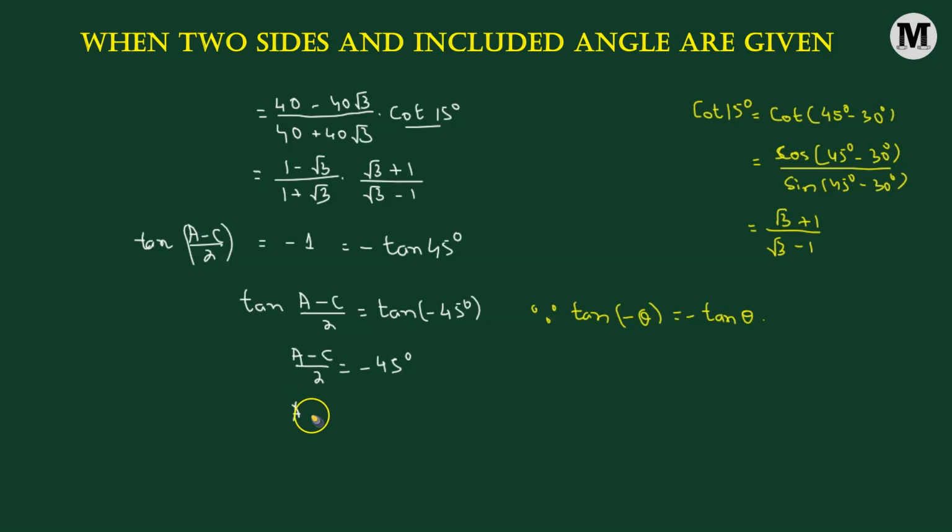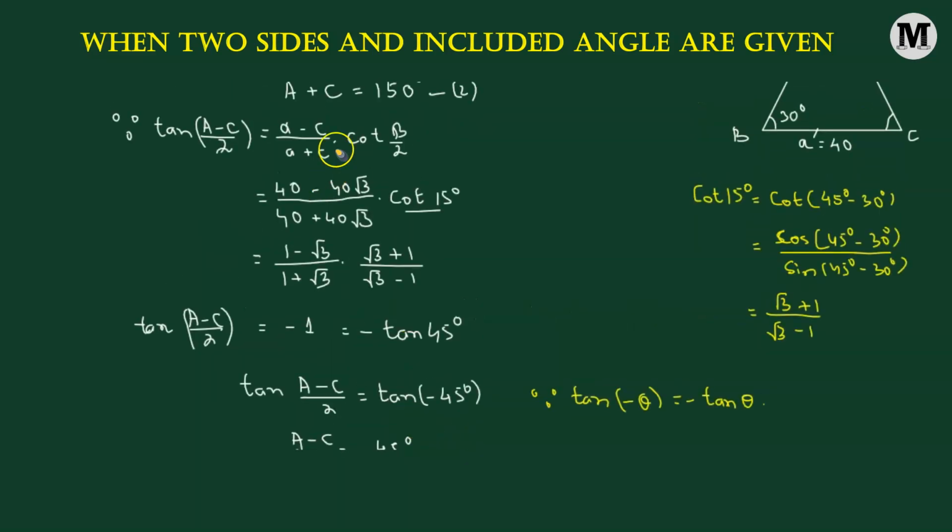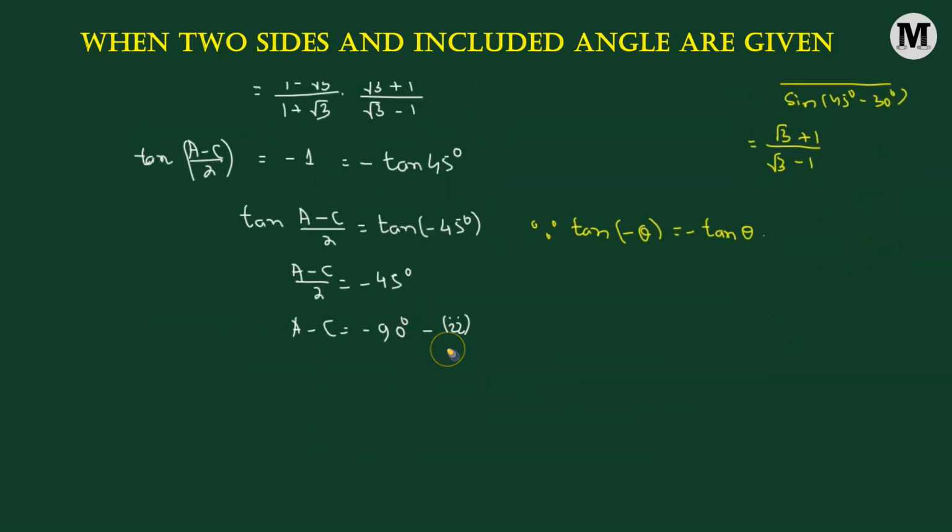So now we have A minus C equal to negative 90 degrees, and that's going to be our second equation, number 2. So we have obtained the first equation, A plus C equals 150 degrees, and then we have A minus C equals negative 90 degrees. So we can easily solve both of the two equations.